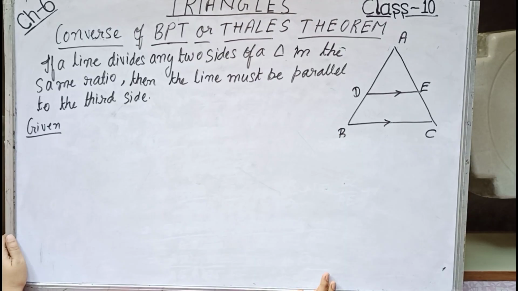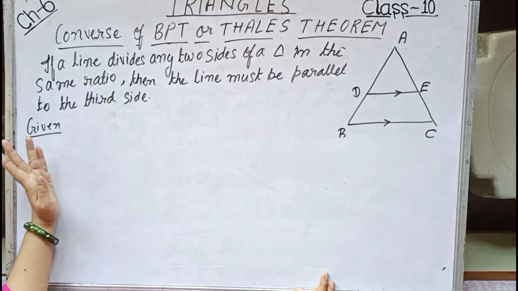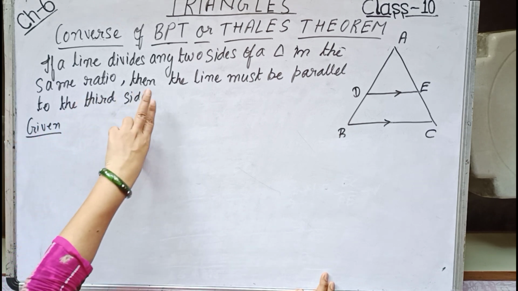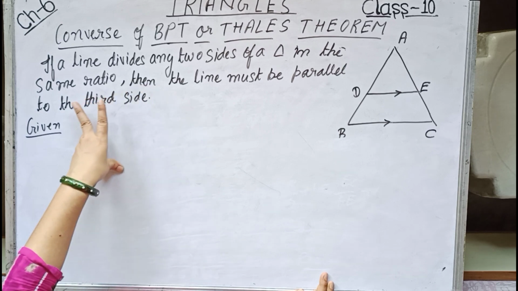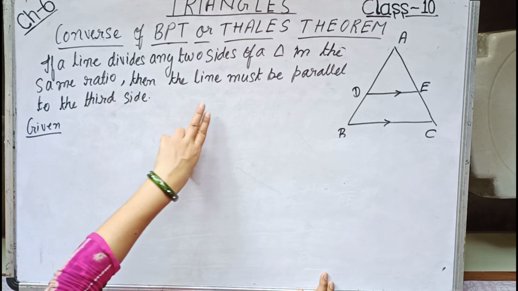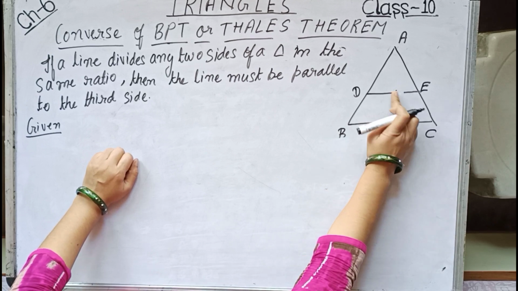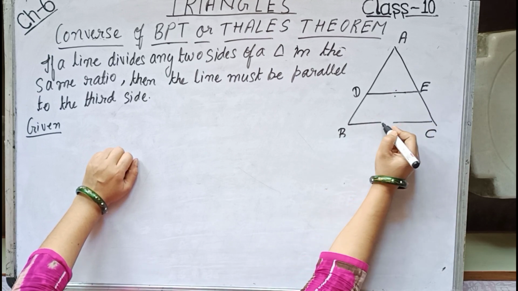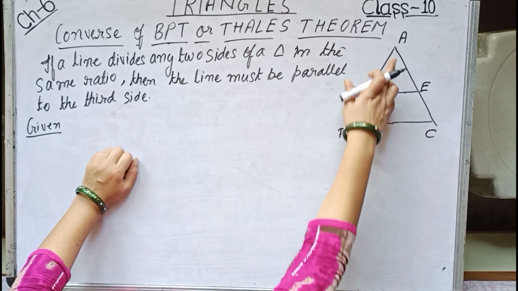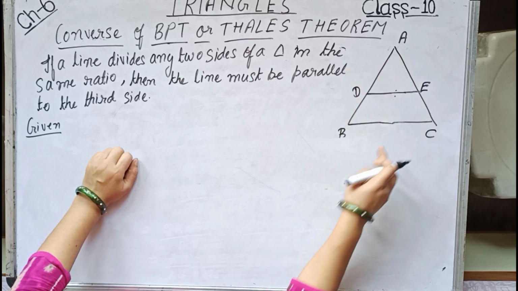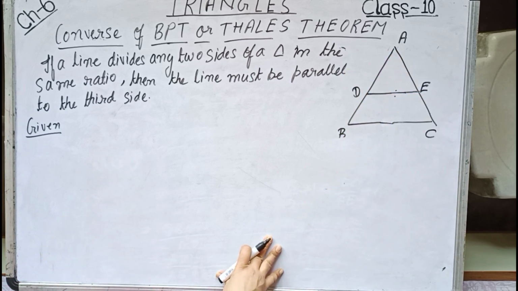Now let us move to the converse of BPT, or Thales theorem. The converse of BPT says that if a line divides any two sides of a triangle in the same ratio, then the line must be parallel to the third side. So over here it is given that AD by DB equals AE by EC. We have to prove that DE is parallel to BC.